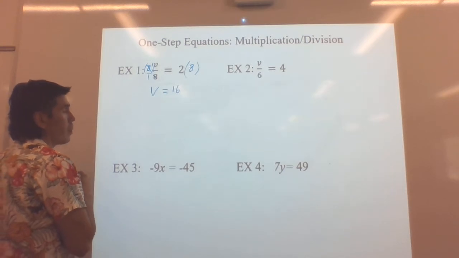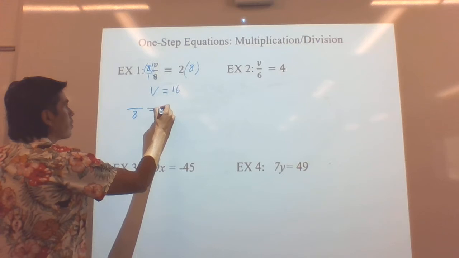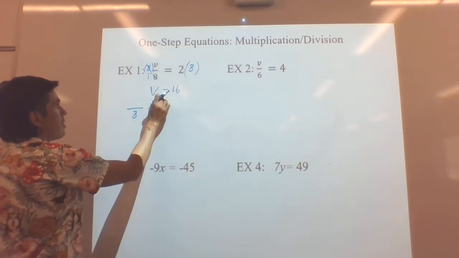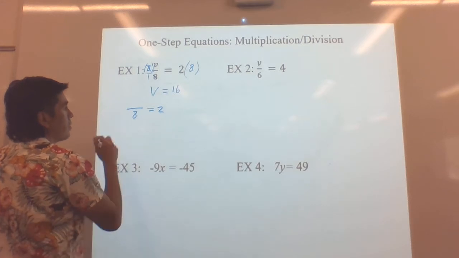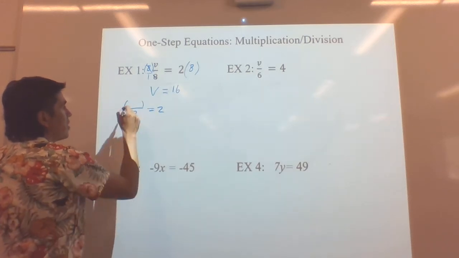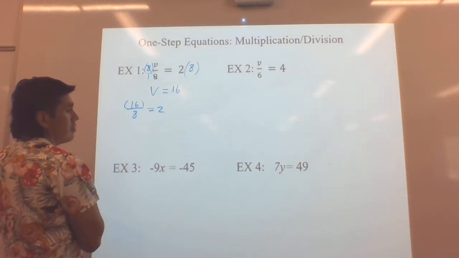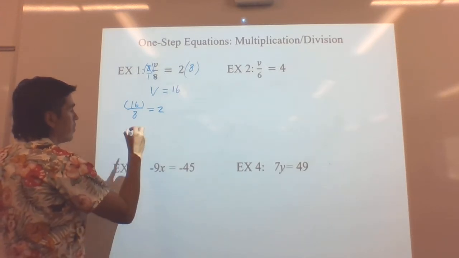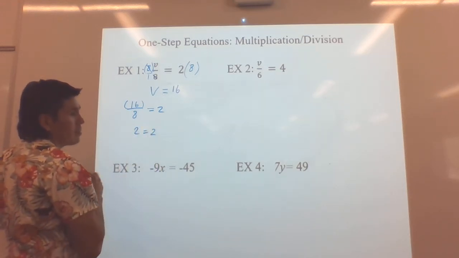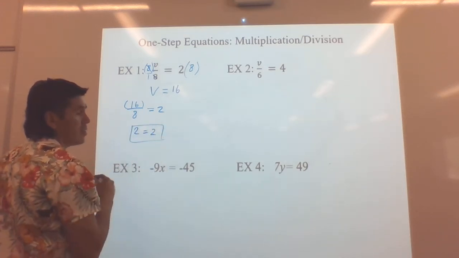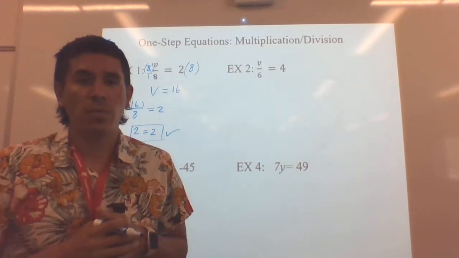Okay? Now, we're going to check our work for the first one, only for the first one, and then we'll move on. So we plug our v value into the original equation, and what's the v value? The v value is 16. Okay? What's 16 divided by 8? 2, right? So 2 equals 2. Is this a true statement? The answer is yes. It checks. When in doubt, always check your work.